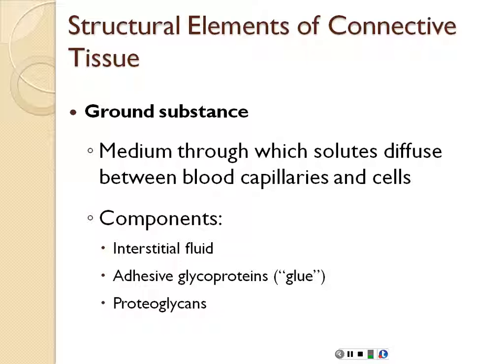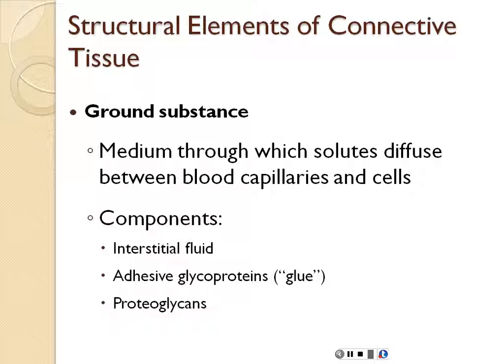Ground substances. The main thing about this is to know that the ground substances are what make up the matrix of connective tissues. So this is just the medium through which solutes are able to diffuse between the blood and the actual cells to get nutrients to the cells within the connective tissue.